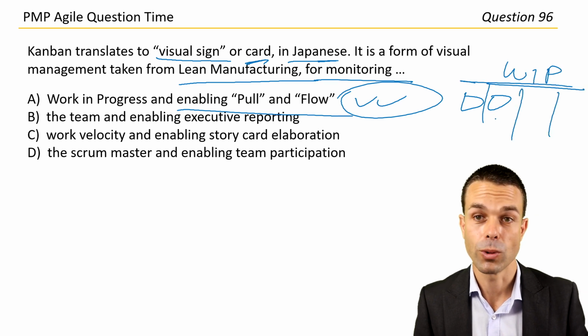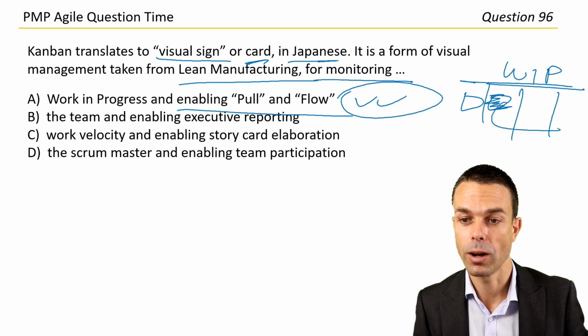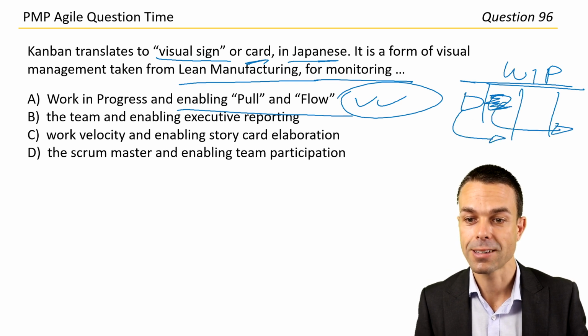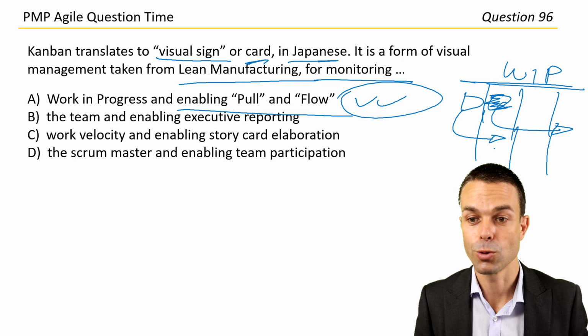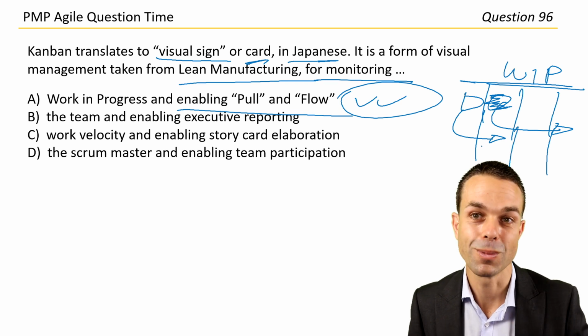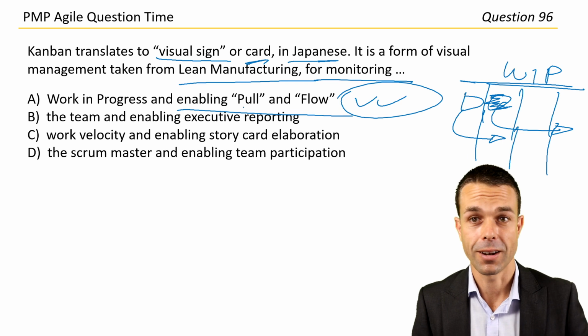board. So we can't take too much on, but when this card's moved all the way to done, then we can take our next card, because now we can see that we've seen the work in progress limit, so there's not too much on the board now. Now we've got room to take more information on. Answer A is the best one here that I can see so far.